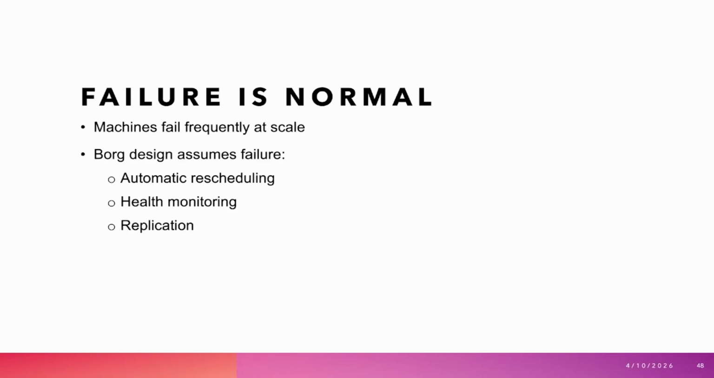The system continuously monitors the health of machines and tasks. If a task stops running or a machine becomes unavailable, Borg automatically reschedules that work onto another machine. This shifts the responsibility away from the user. Instead of having to manually restart jobs or handle failures themselves, users can rely on the system to maintain the desired state of their workloads.